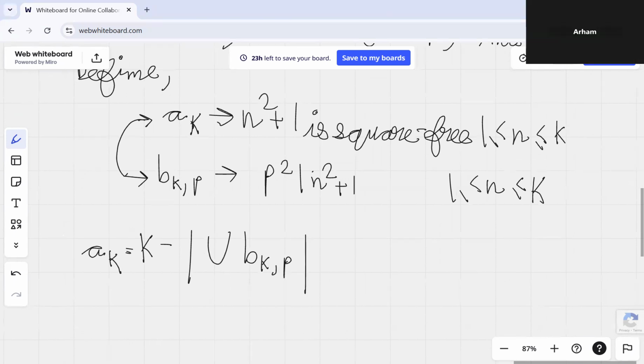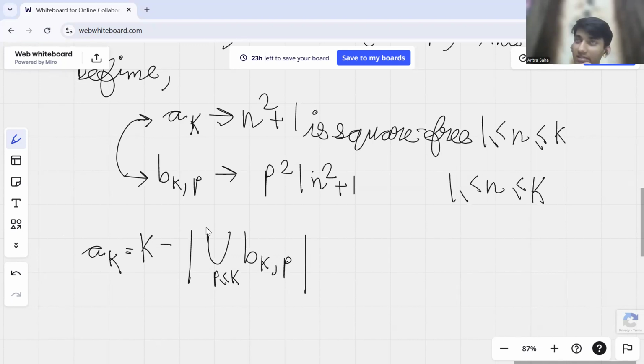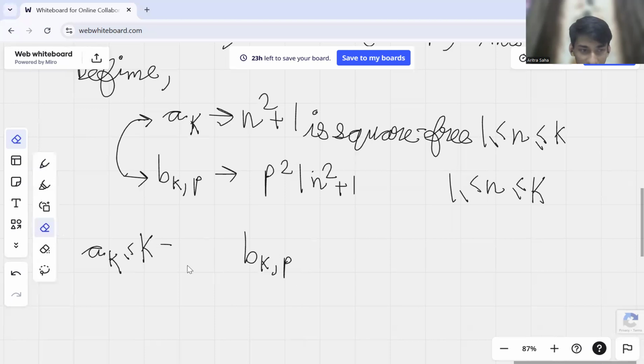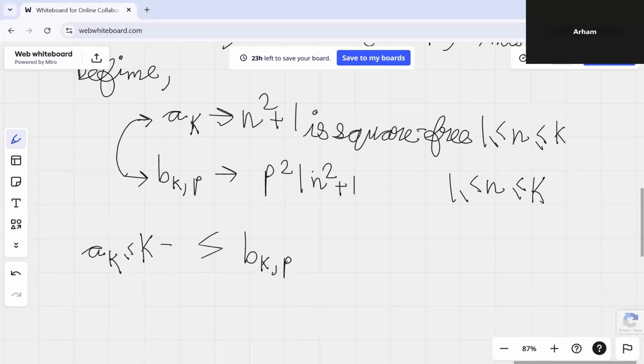Wait, how are you doing P union? It is union, right? Because we want to take every set. You defined BK comma P as a set or as a number? BK comma P is a number. Okay, we can do the summation, but we have to introduce the inequality sign then. I can do set also, but then I have to write one extra step. Yeah, makes sense, like the inclusion-exclusion stuff.